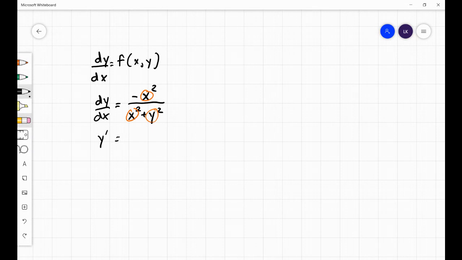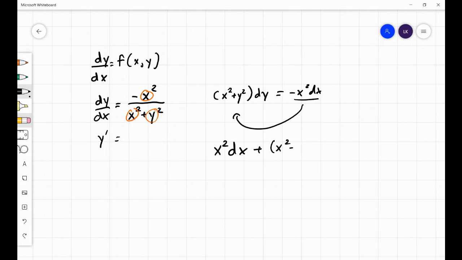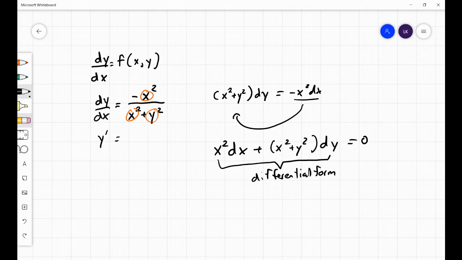But we can very easily rearrange this using algebra. Just cross multiply, and then bring this term to the left. Now the same differential equation is being expressed in differential form. And you should be comfortable going back and forth between the two forms.